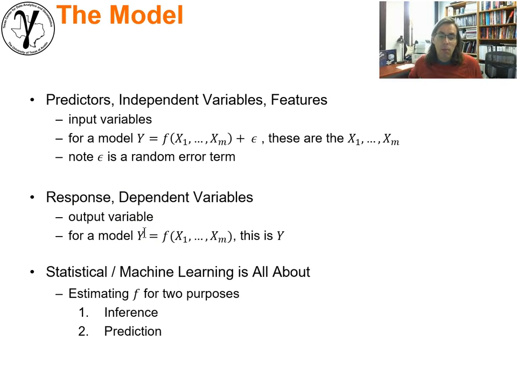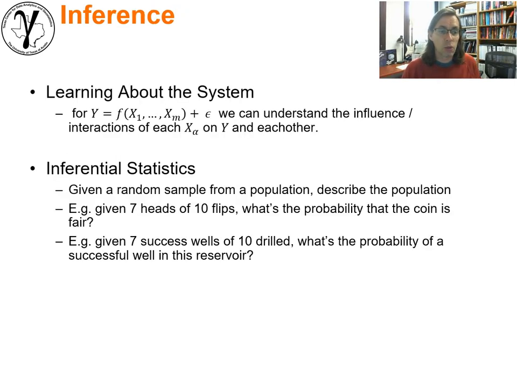So statistical modeling is all about estimating that function that relates predictors to response for two purposes. One is for inference, to understand the underlying system. Number two would be for the purpose of prediction, making forecasts at unsampled locations in time or space. So let's talk about each one of those.